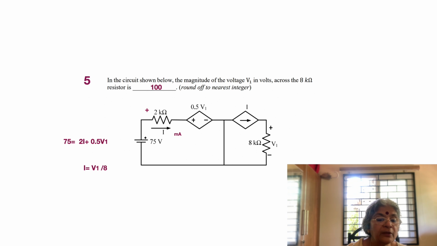Now we know I is equal to V1 by 8, so the whole equation is in V1. Simply, V1 by 8 is I. So 2I is equal to 2 V1 by 8, or 0.25 V1. So 0.25 V1 plus 0.5 V1 is equal to 0.75 V1, and 0.75 V1 equals 75. So V1 is easily calculated as 100 volts.